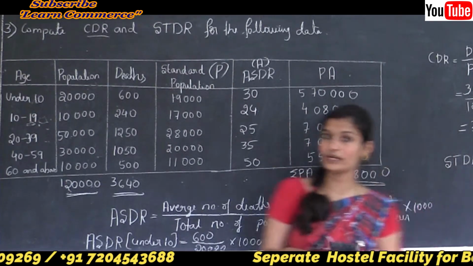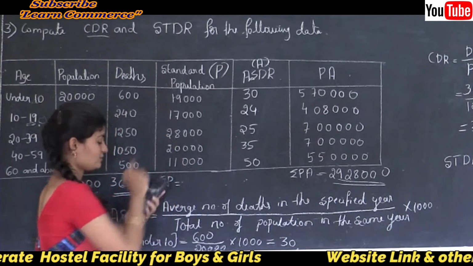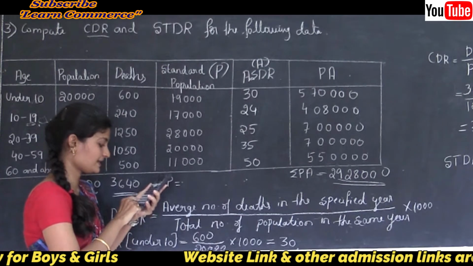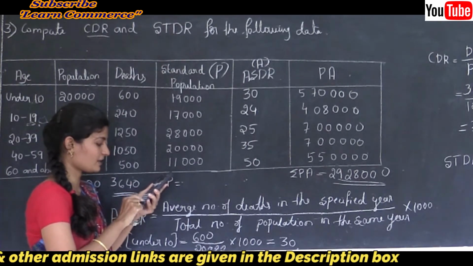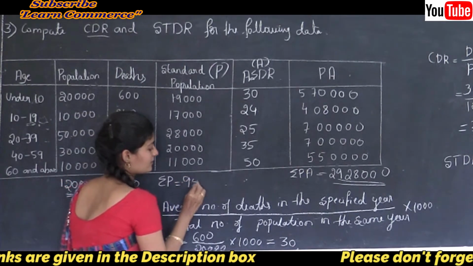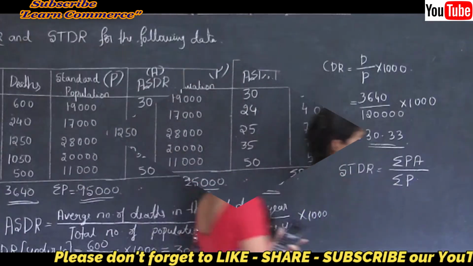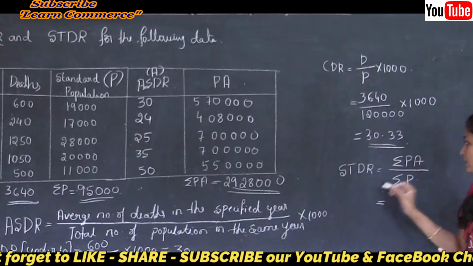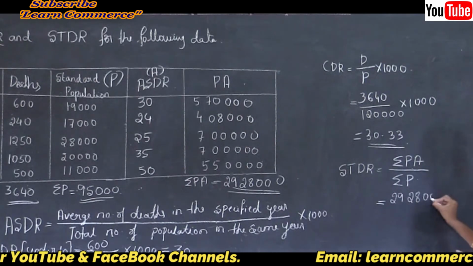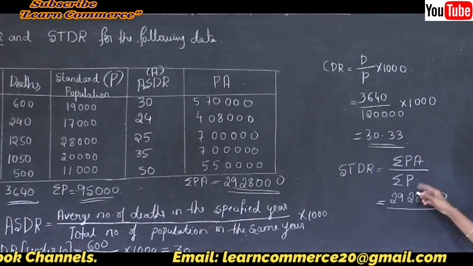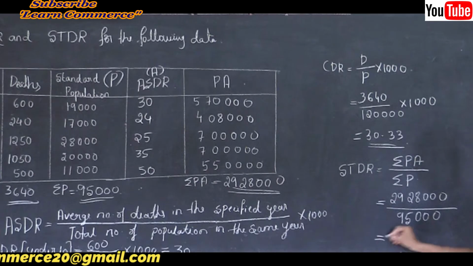Next we need to calculate sum of P. Here, first observation 19,000 plus 17,000 plus 28,000 plus 20,000 plus 11,000, that is 95,000. Now I will substitute these two values under this formula. This is equal to sum of PA, that is 29,28,000 divided by sum of P, that is 95,000.